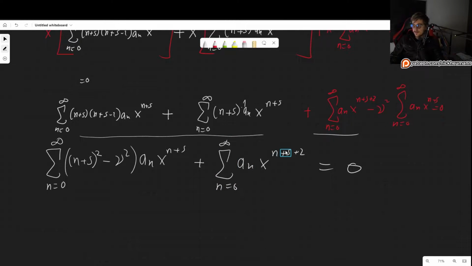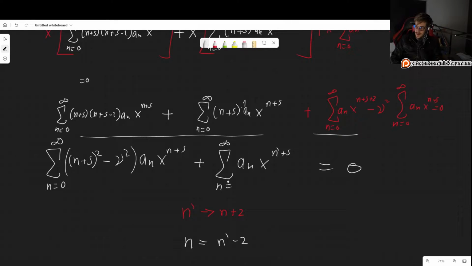Now, here we must use a rule that is very important. It's not really a rule, it's kind of a trick. We're going to say, let's define a new n, a new constant, which will be n plus 2. So here, instead of having n plus 2, we get n prime. And simply n is n prime minus 2. So our beginning point here, when n equals 0, n prime is equal to 2.